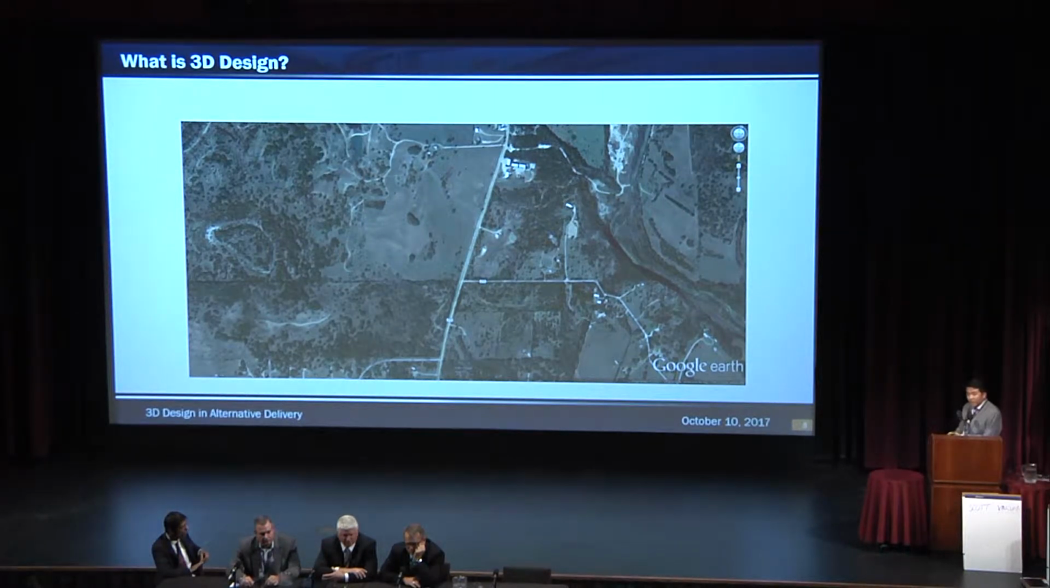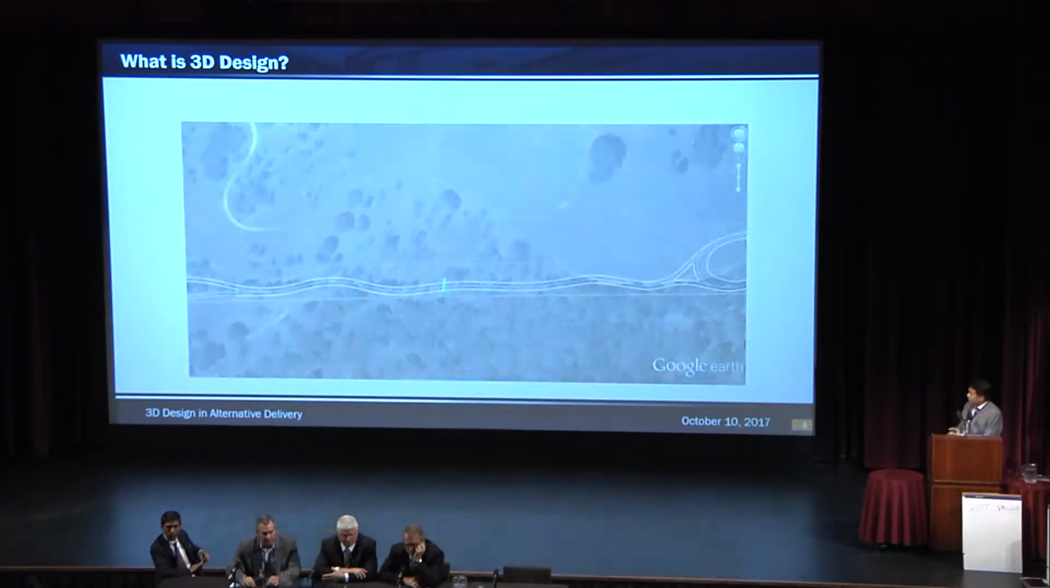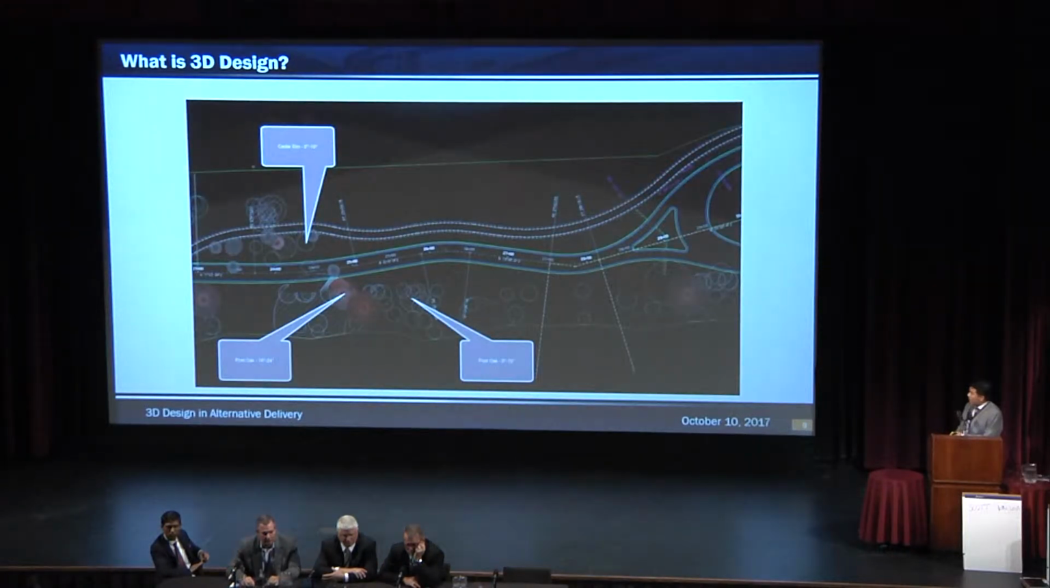So to illustrate that, we're going to go through a little example of what the differences are. 3D design, we're going to take this model here, this plan view, this project out in Austin, or near Austin. This is our typical plan view that we're going to overlay on top of it. And this is how we normally start our design process. We start our alignments and our edges of pavements.